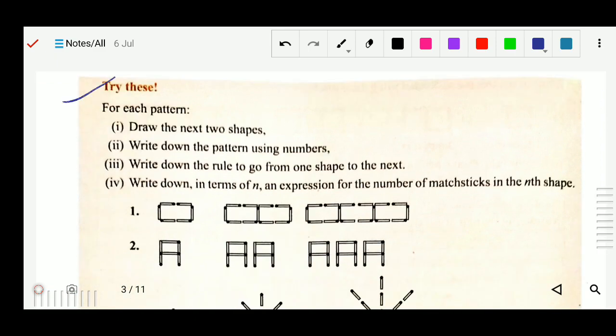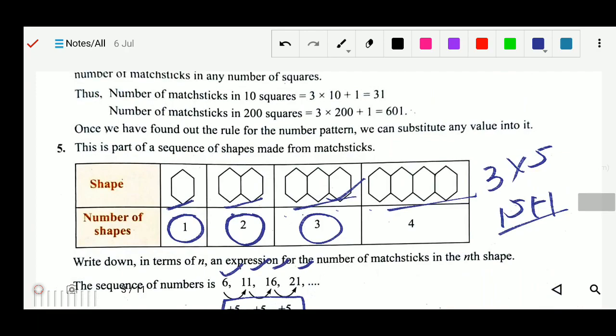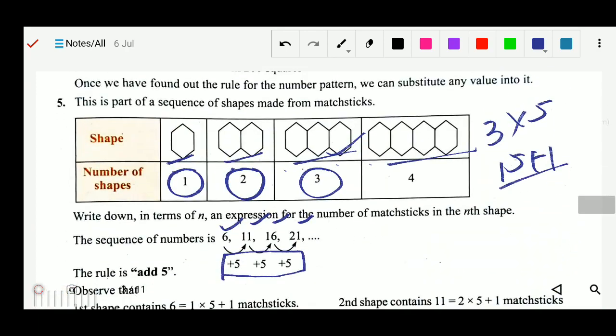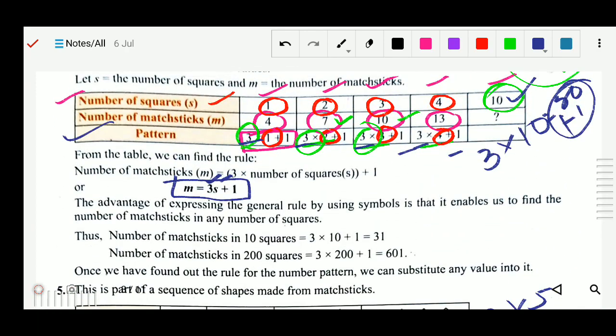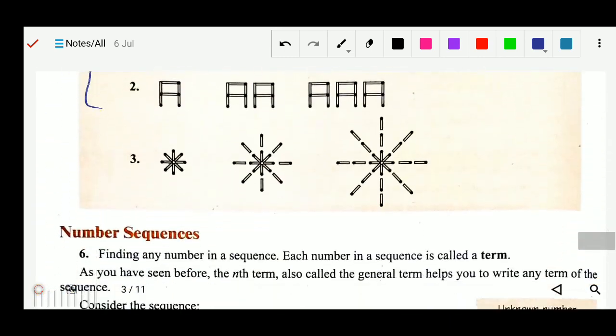Okay, so this is again your homework, you have to do it. You have to write in this table form first of all, and then form the formula like this, and find the pattern. Okay, so you have to do it by yourself.